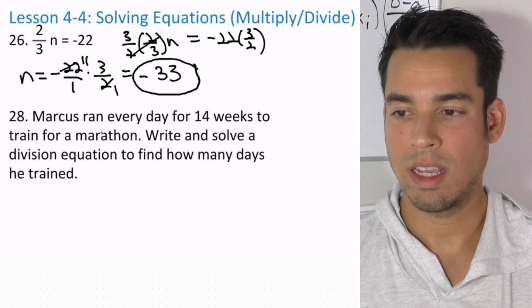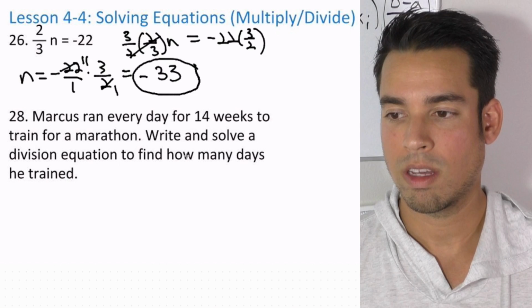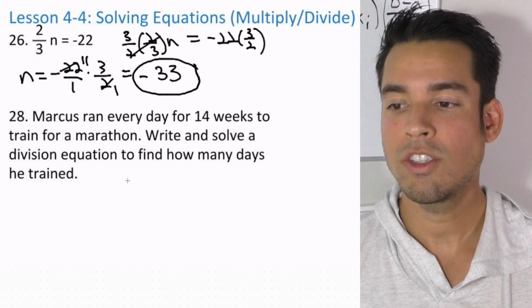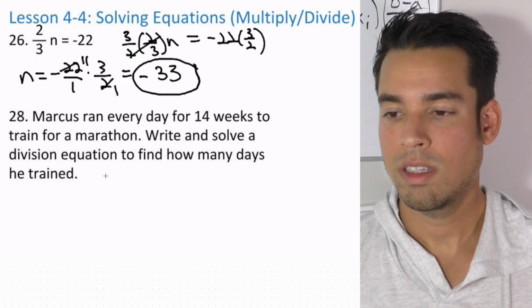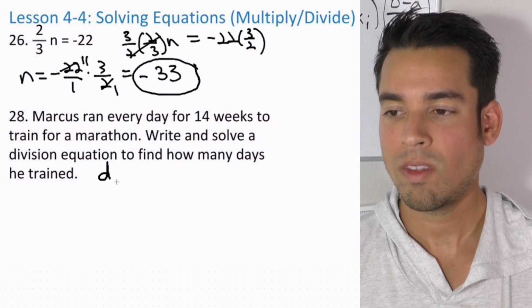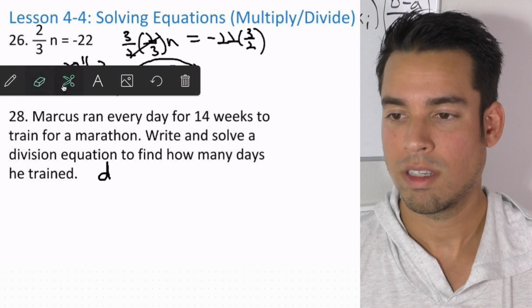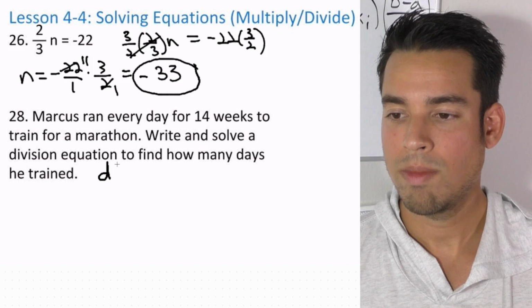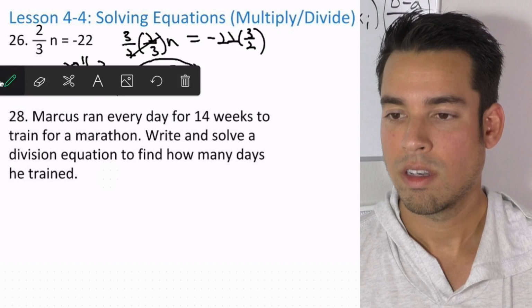Now let's look at 28. It says Marcus ran every day for 14 weeks to train for a marathon. Write and solve a division equation to find how many days he trained. So let's think how many days he trained. We'll represent that with D. So we want to know how many days he trained, and that's going to give us our equation.